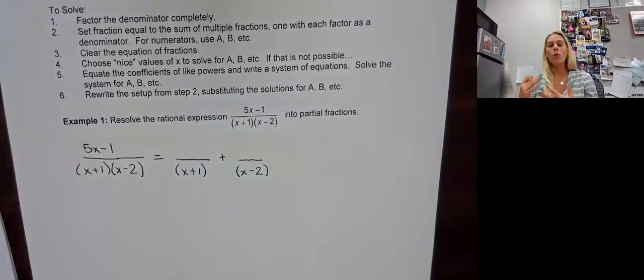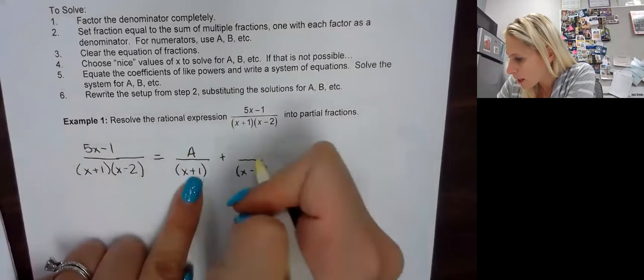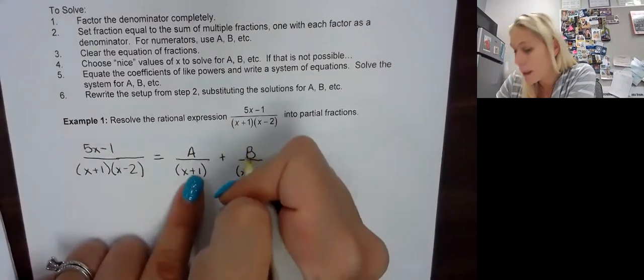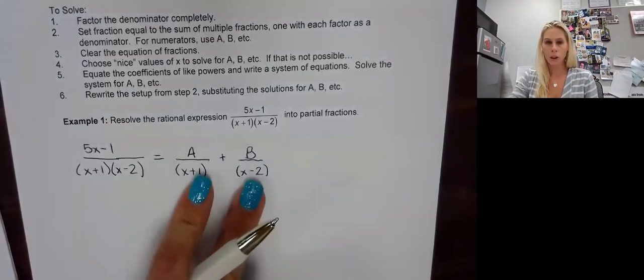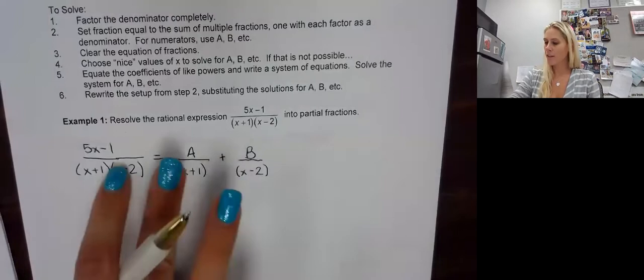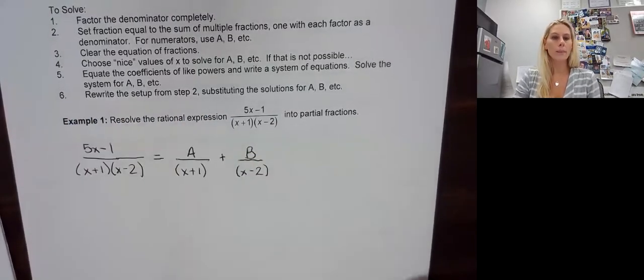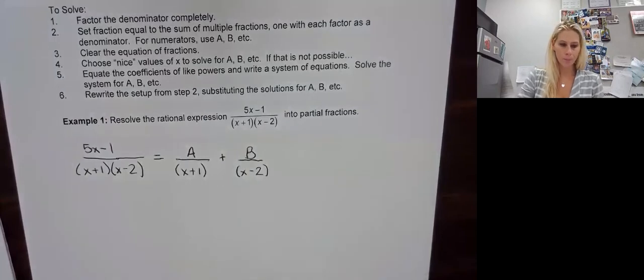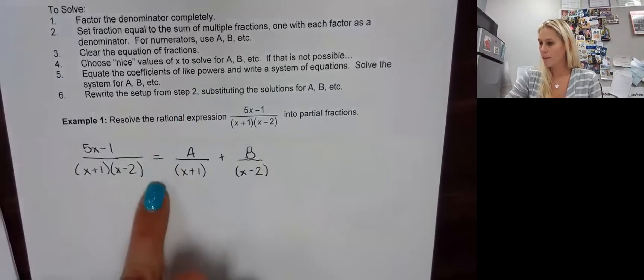Now, what we don't know is what's in the numerator there. So how we're going to break that up is we're going to say A and B. And we are now going to solve for A and B to allow us to figure out what two rationals added together give us this 5x minus 1 over x plus 1 times x minus 2. Okay, now we rewrote it. So we have the factors.